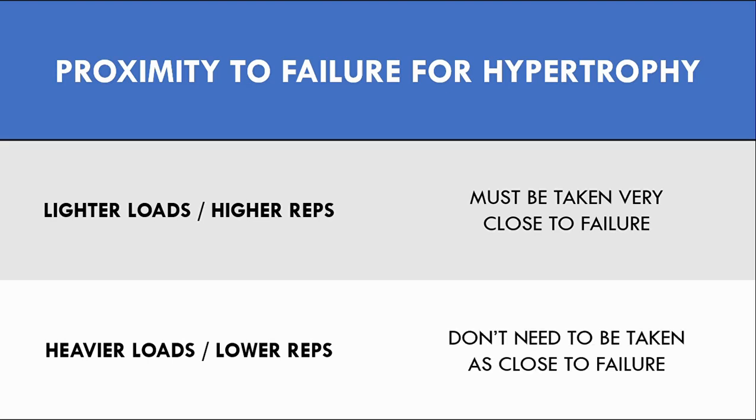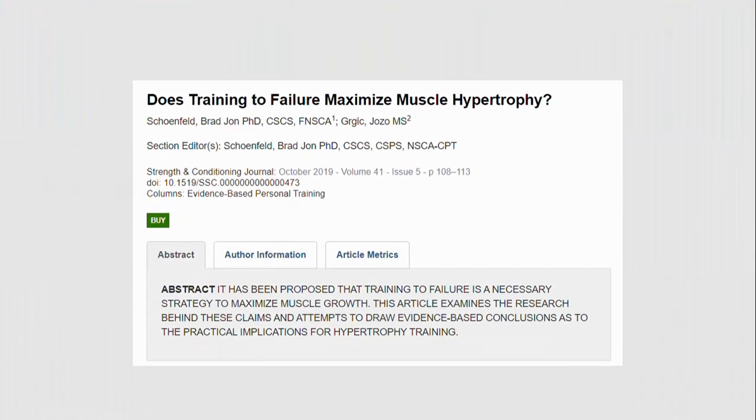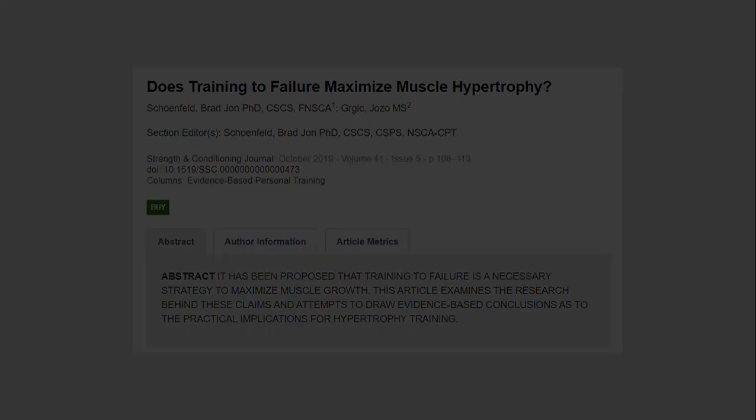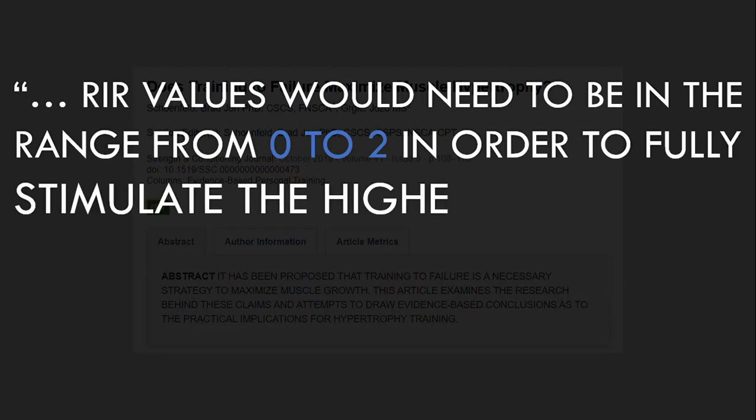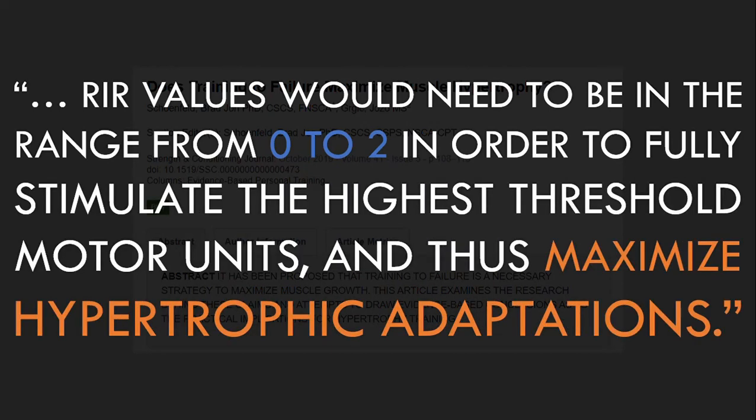Therefore, these sets must be taken close to failure in order to ensure all muscle fibers have been recruited and taxed by the exercise. This research review recommends that lighter loads should be taken to at least an RIR of 2, meaning that only 2 more reps could have been performed in the set.